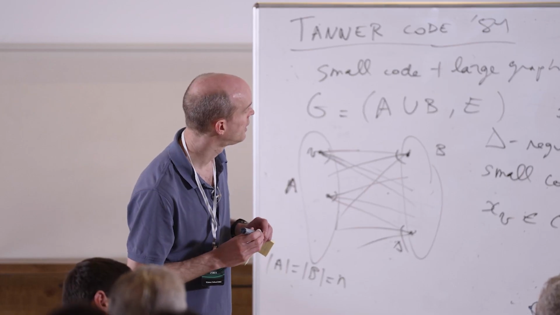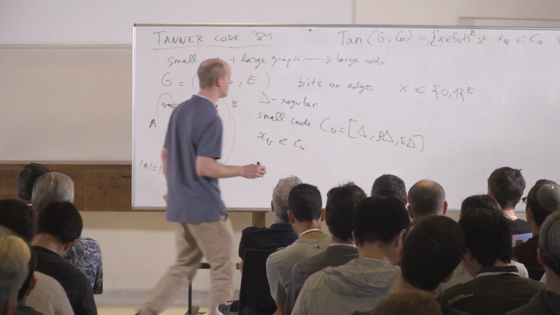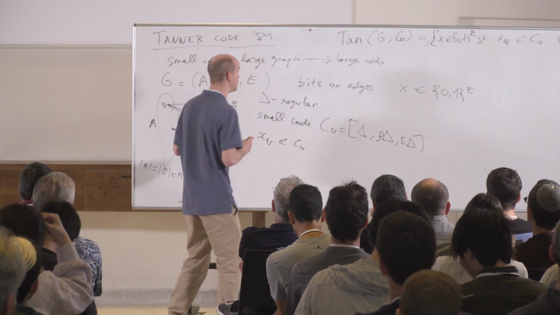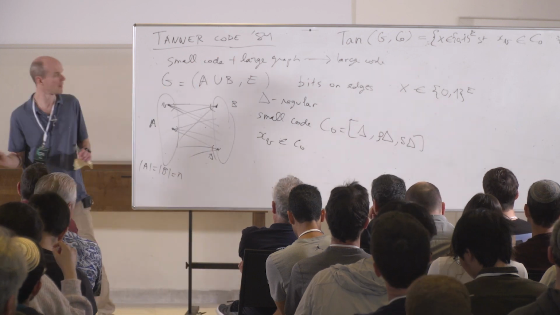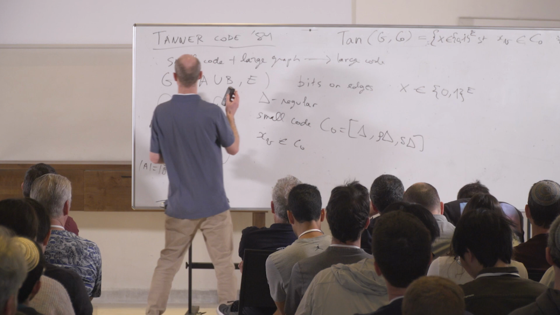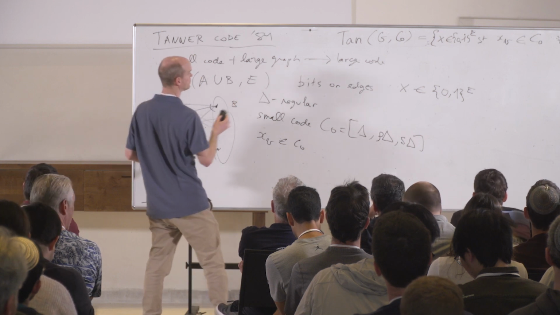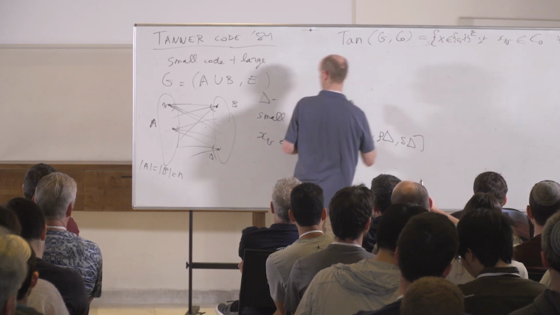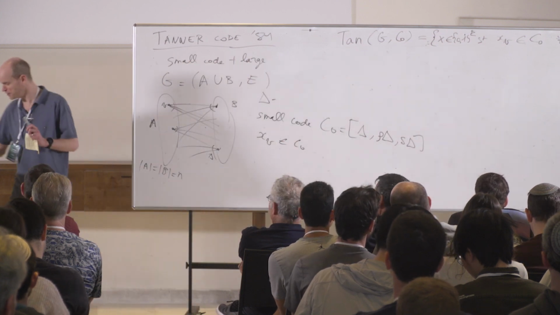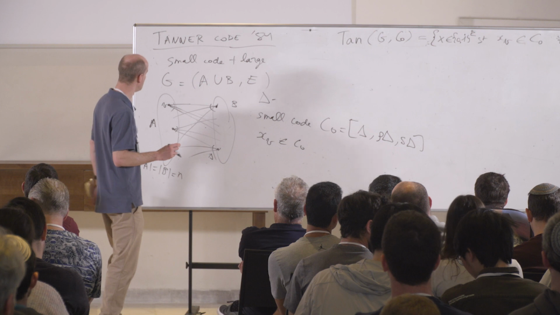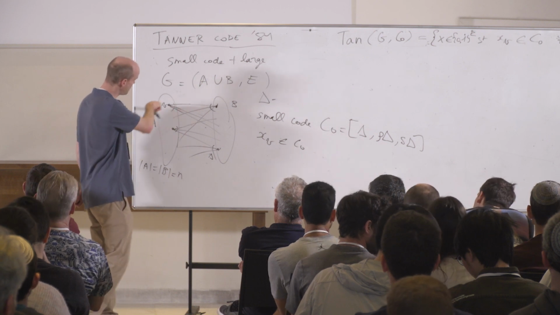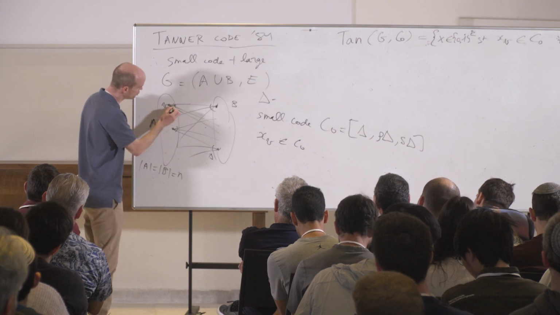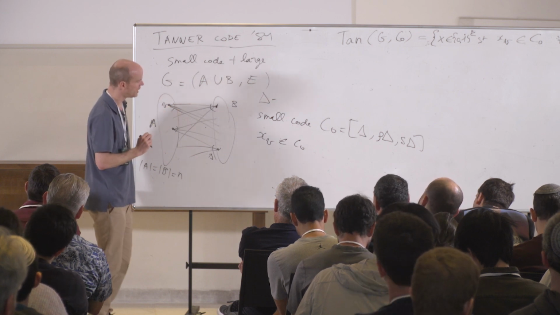And what I ask is that this vector of length delta belongs to some small code. How many code words are there? How big is the code? In general, we don't quite know. It will depend on how you assign. You need to label your edges somehow.